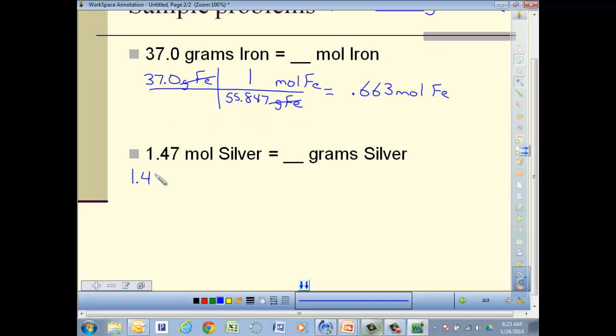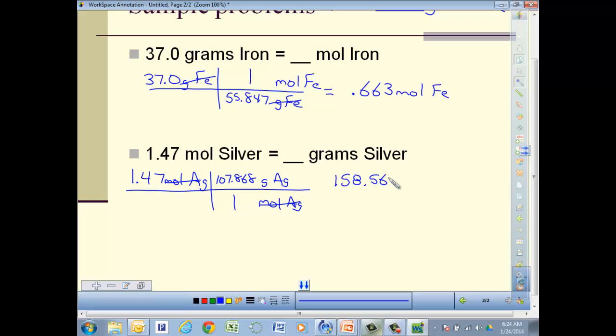If we look at our second one there, 1.47 moles of silver. We go ahead and convert from moles of silver to grams of silver. I go ahead and again, the mole is going to get the 1. Probably what you're going to be noticing here is the mole is always going to get the 1. I look silver up on the periodic table. 107.868. Canceling my units out, moles of silver, cancel out moles of silver. So I'm going to take that 1.47, I'm going to multiply it by 107.868, and what I end up with is 158.5659 grams of silver.